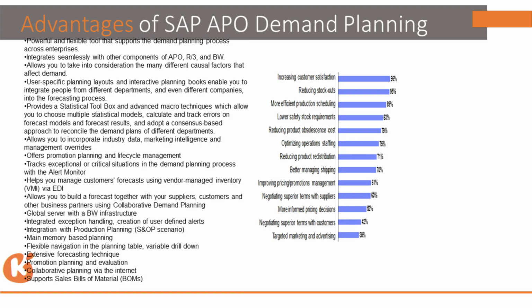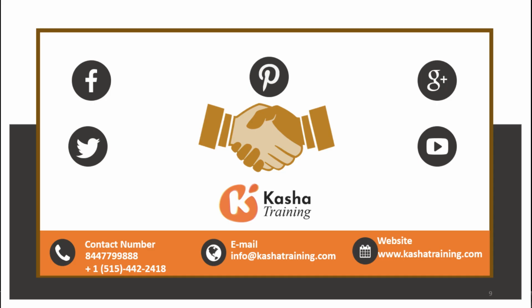And whatever we have discussed is summarized on one page. These are the advantages of SAP APO demand planning. This is feedback from the clients who implemented SAP APO DP. They increased customer satisfaction by 96%, reduced stockouts by 95%, and got more efficient product scheduling and lower safety stock. So there are many benefits from using the APO demand planning application.